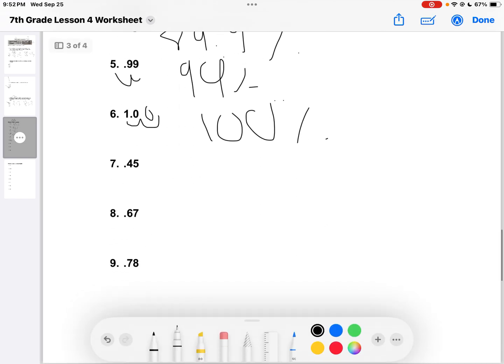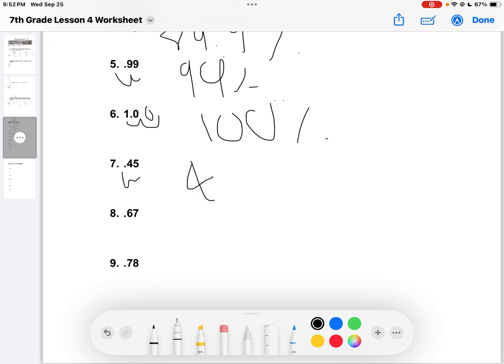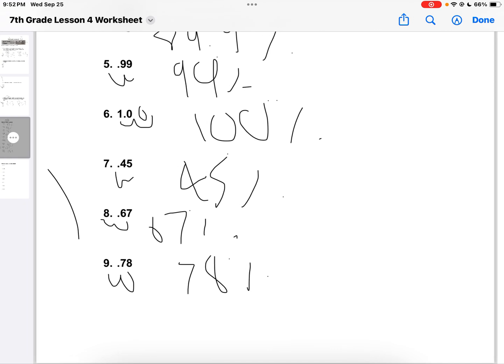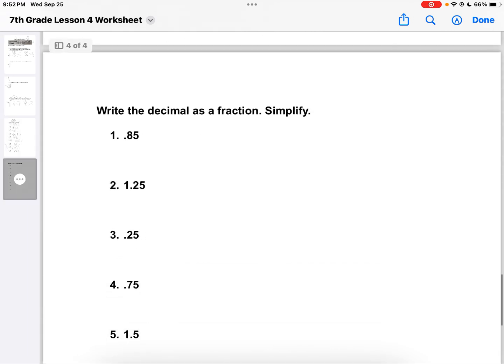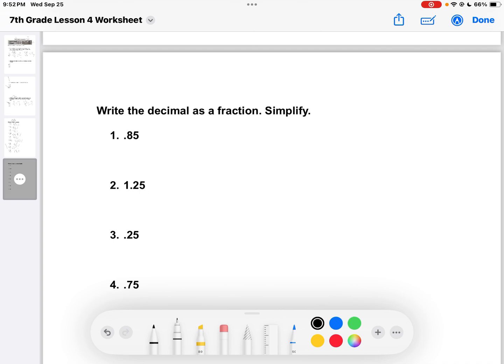Number 7, 2 to the right, get 45%. 8, as you already guessed, 2 to the right to get 67%. And number 9, 2 to the right to get 78%. So yeah, pretty easy. Moving on to the final section, write the decimal as a fraction, simplify.